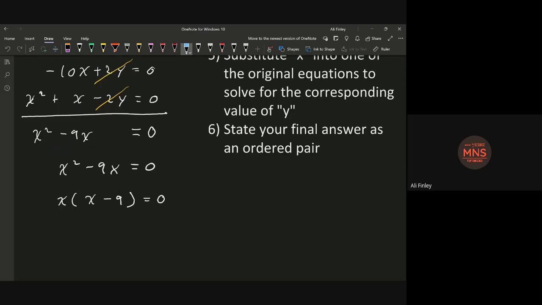And now all we have to do is use our zero factor theorem in order to find the values of x that would make this equation true. So we can set each factor with a variable equal to 0. So that means x will equal 0, or x minus 9 will equal 0. So that means that one value that would make this equation true would be if x were 0. 0 times anything would give you 0. Now the other value would be what you get when you isolate for x in that second equation. And we'll have x is equal to 9.